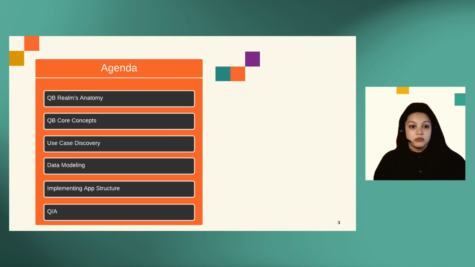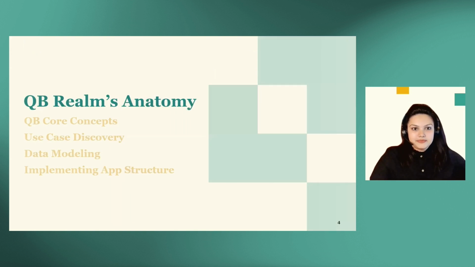Next, we're going to talk about some core Quickbase concepts. So things like apps, applications, tables, relationships, fields, roles and permissions. We're going to cover all of that. Then we're going to talk about some use case discovery. Then we're going to do some data modeling from our core concepts that we learned, the use case discovery, scenario, and questions that we learned. And then we're going to take that data model and implement it into a Quickbase application. So let's get started.